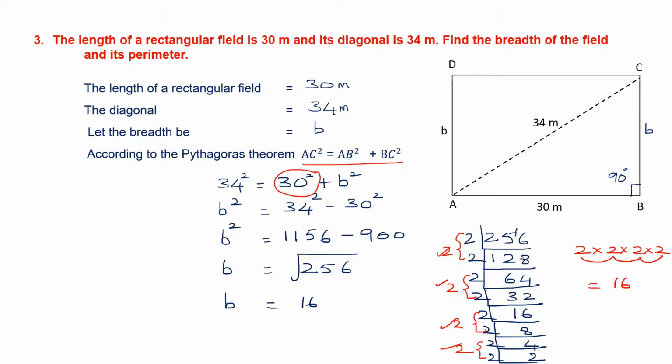Once again, let me just go through this. B square, we found 1156 minus 900. So B will be equal to the square root of that answer, that is 256. So we found B to be 16 and B is the breadth of the field. So the breadth of the field is 16 meters. This is the answer to the first part of the question.